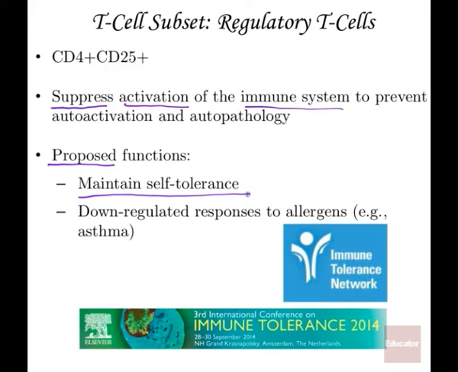So really what you want the body to be able to do is to tolerate itself, to maintain a commensal relationship with all the other cells in the body so that we don't really get this immune activation in places where we don't want immune activation. You also want the regulatory T cell system to downregulate responses to allergens like asthma, for instance. Okay, so you want to be able to suppress and downregulate responses to allergens. So one of the things we know, for instance, is sometimes asthma attacks occur when the regulatory T cell system is suppressed. Okay, and sometimes that can happen even with stress, for instance.